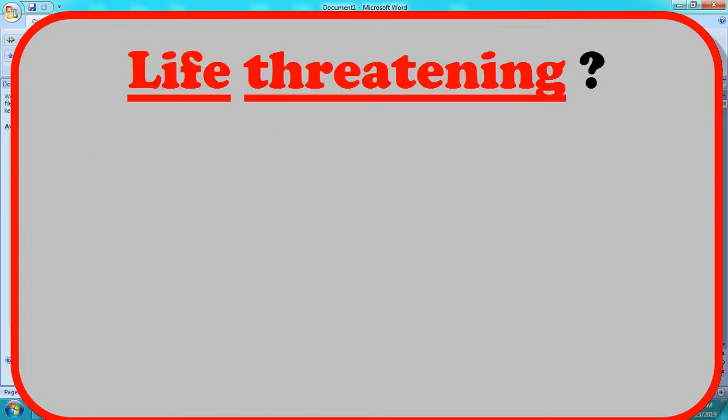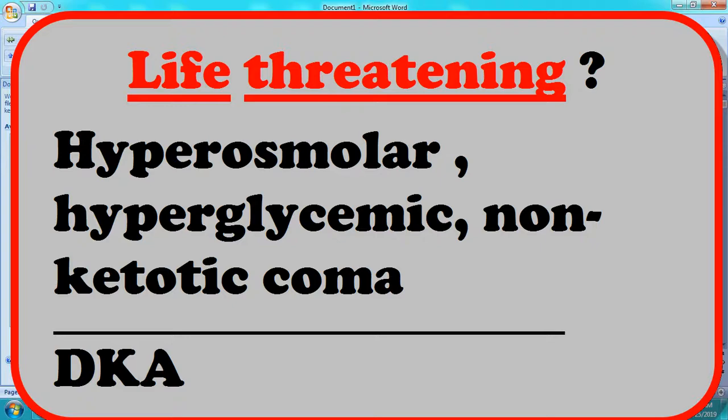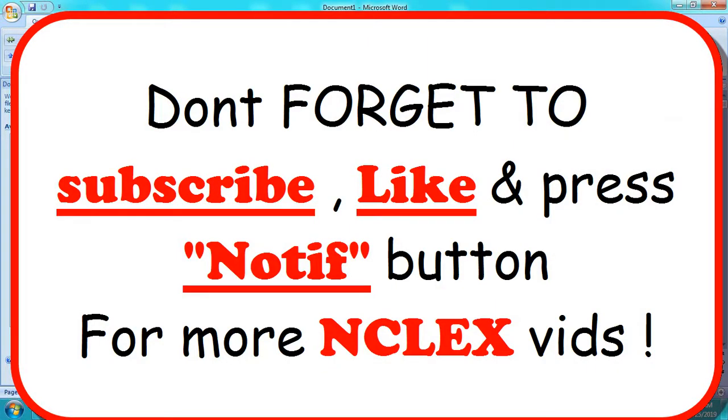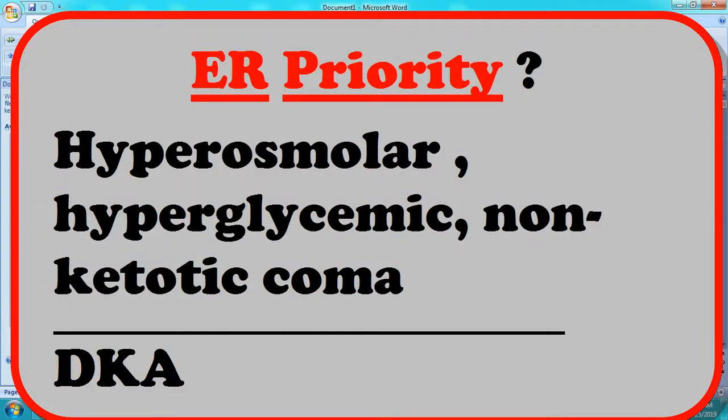By the way, which one is more life-threatening? Which one has a higher mortality rate? More people die of HHNK or DKA? Actually, more die from HHNK. Which one, if a DKAer comes into the ER and an HHNK comes into the ER, who is higher priority? The DKA. Which doesn't seem to make any sense.